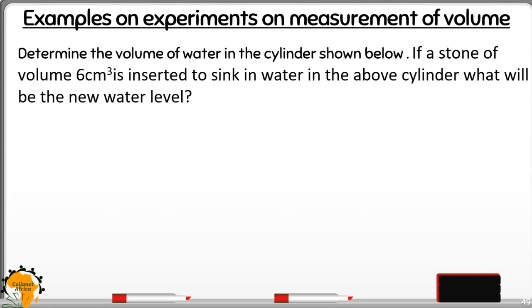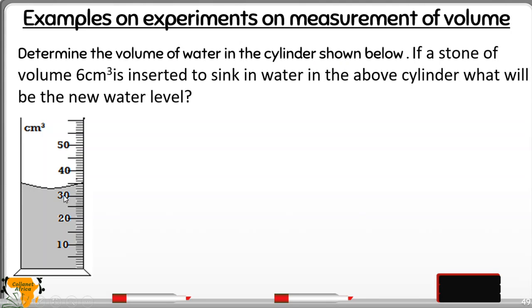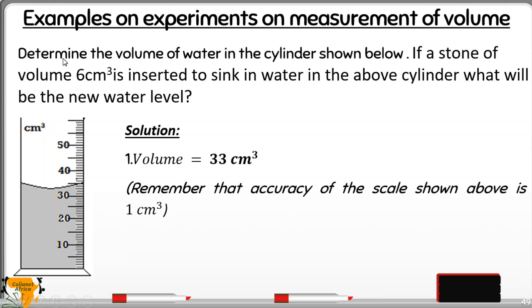Then we proceed to examples. Determine the volume of water in the cylinder shown below. If a stone of 6 cubic centimeters is inserted to sink in water in the above cylinder, what will be the new water level? So you first of all get the reading from the bottom of the meniscus. And if you look closely, you're supposed to get that it is 33 cubic centimeters. We are told that the stone of 6 cubic centimeters is inserted.